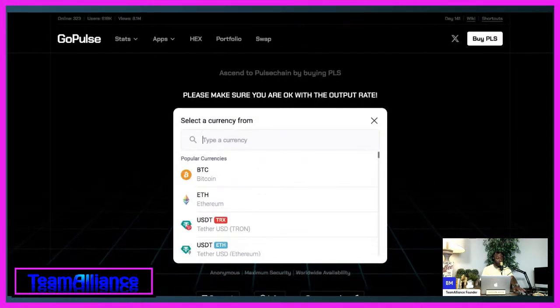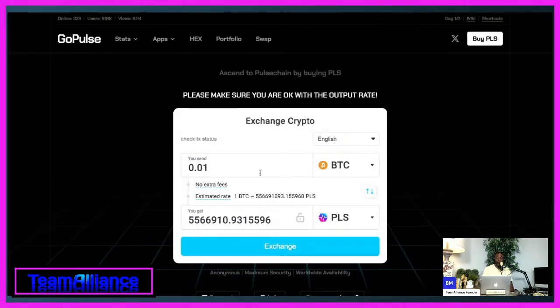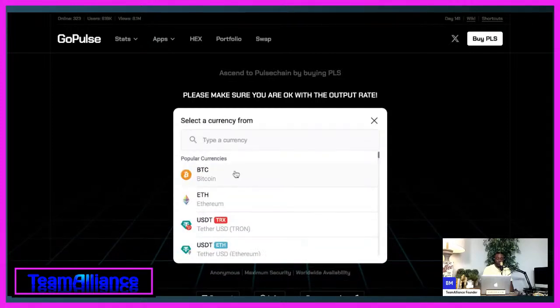Pay attention to what I'm saying. Look, you can use Bitcoin. There's a whole bunch of them in here. Let me just scroll through real quick. I'm going to show y'all. And these sites are kind of slow, so y'all just bear with me.